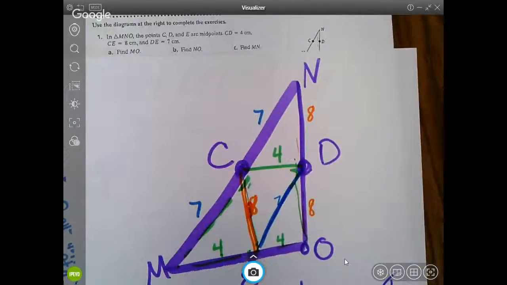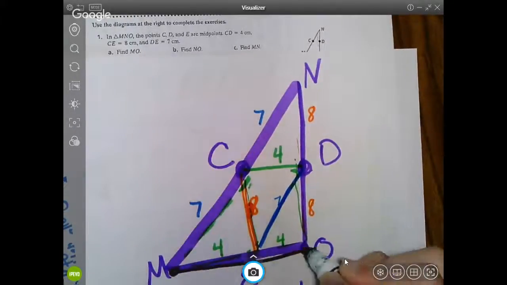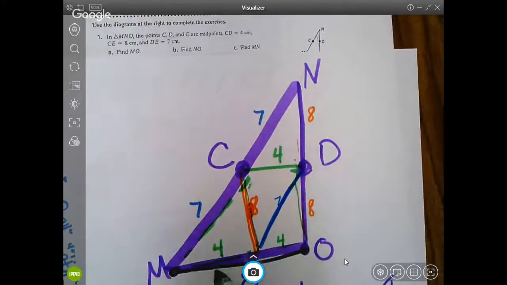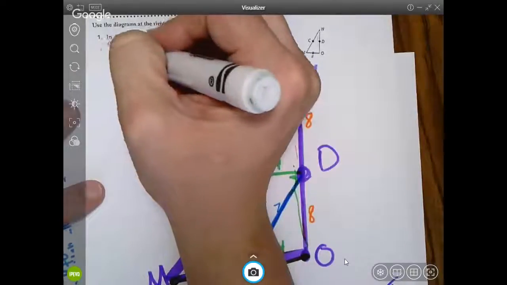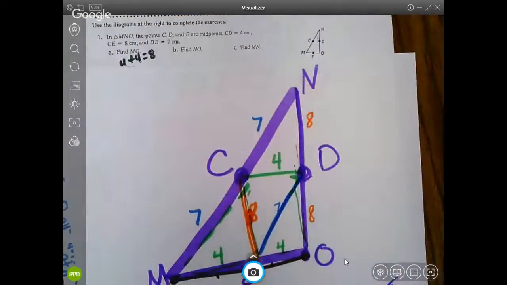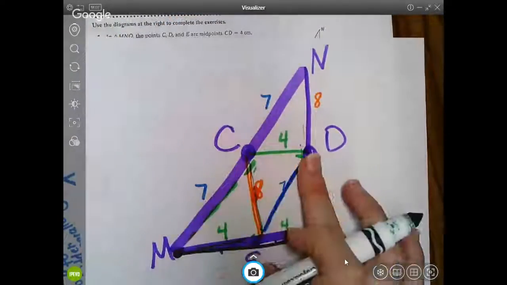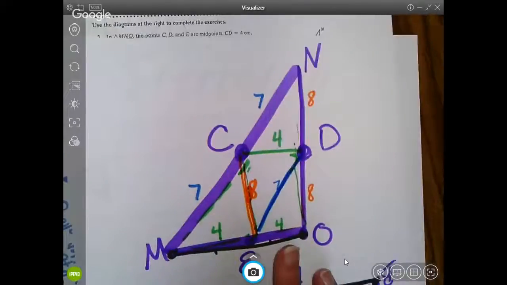So now when it asks us to find MO, as in letter A, well, here's MO down here. So I know MO is just 4 plus 4, because I know CD is 4, so I know each of these pieces are 4. And then I add them up to get 8.